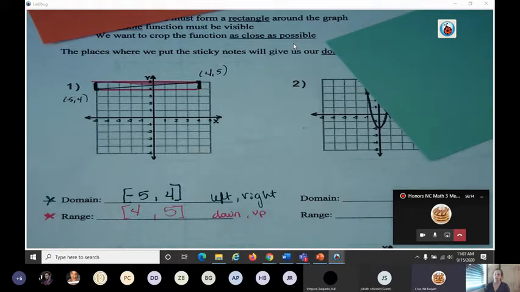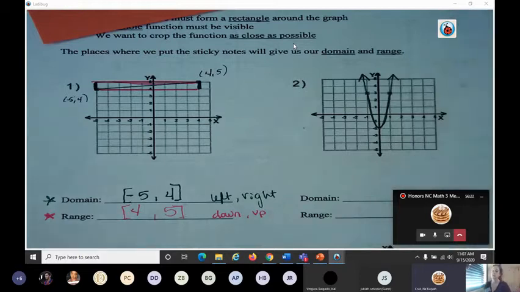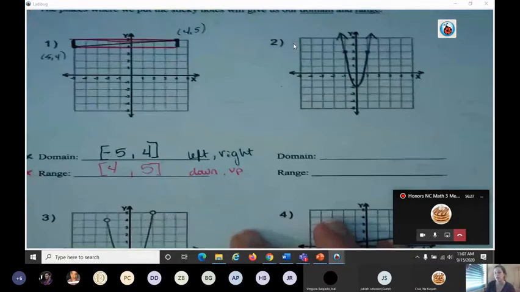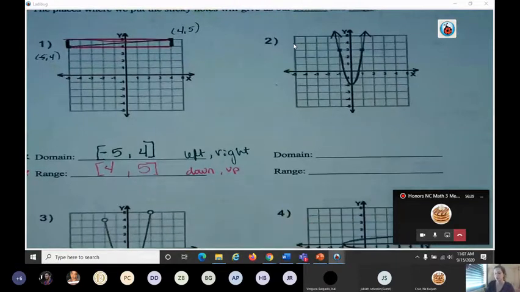Miss Roberts. Yes. When you do number 2, can you go more in depth about how you got the range? Yeah, of course. And number 2 will have a more interesting range too, so that'll help a little. So we'll go ahead and do number 2.